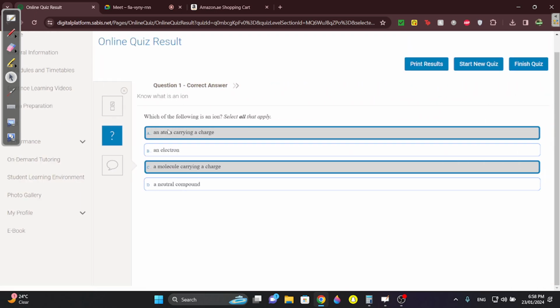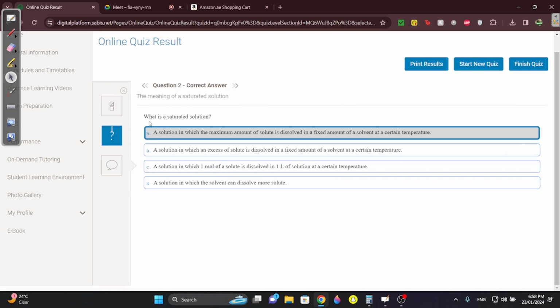Muhim, what is an ion? An atom carrying a charge, or a molecule carrying a charge. This is from last week. What is a saturated solution? The maximum amount of solute is dissolved. Saturated is, yani, when you can't add more. Like you can keep on adding sugar to water and dissolving it until a certain extent. After that, once you add sugar, it won't dissolve. That's when you say it became saturated, when it's the maximum amount of solute.